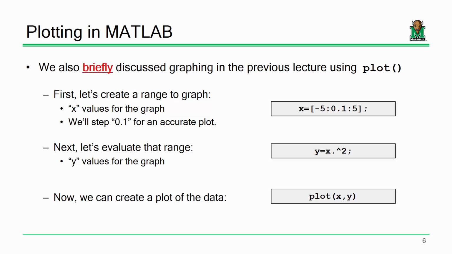Now that you've recreated the x vector, I want you to create a new y vector, a new y equals x squared. Again, don't forget your dot. Y equals x dot raised to the second power, so it's going to square each individual term, and then plot it. Okay?